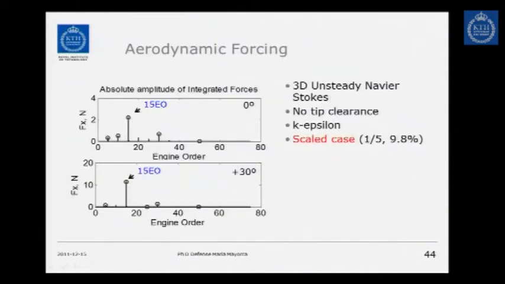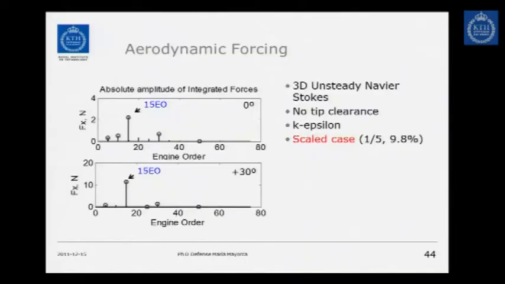The aerodynamic forcing was done also with 3D steady Navier-Stokes with no tip clearance using the k-epsilon model. And we have used a scaled case here, as we mentioned before. In this case, we chose 1/5 of the full annulus, and the scaling was almost 10%.